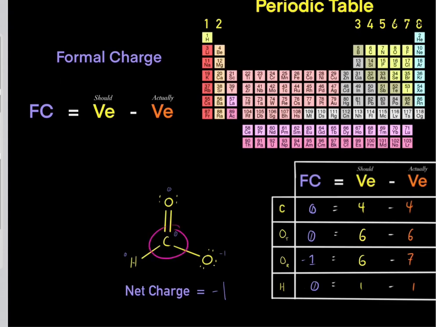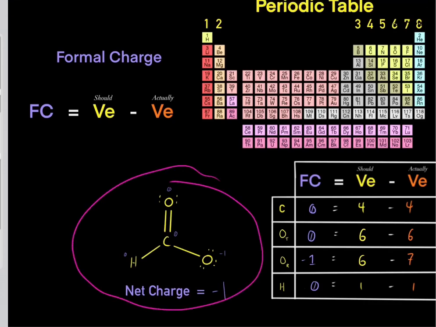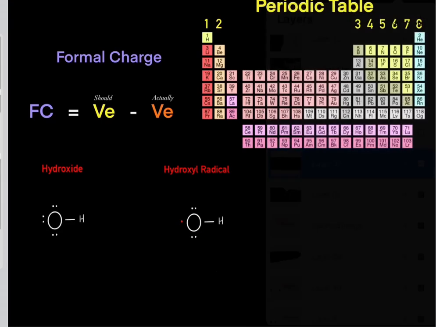Also, something important to realize is that if you add up the formal charges of every atom in a molecule, you'll get the net charge of that molecule. For example, the formal charge of this carbon is 0. The formal charge of this oxygen is 0. The formal charge of this hydrogen is 0. And the formal charge of this oxygen is -1. Now that we know the formal charge of every atom in this molecule, if you add up all those formal charges, you'll get the net charge of this molecule. So we see the net charge of this molecule is -1.